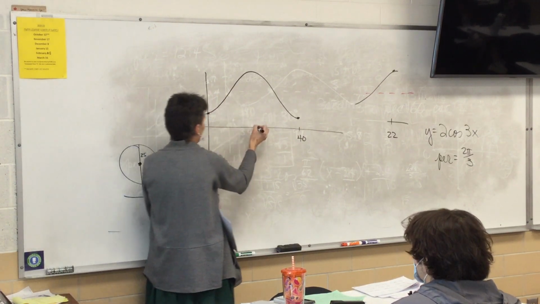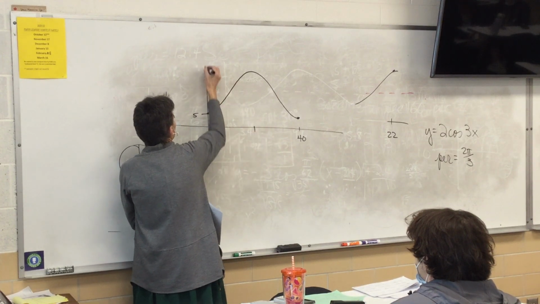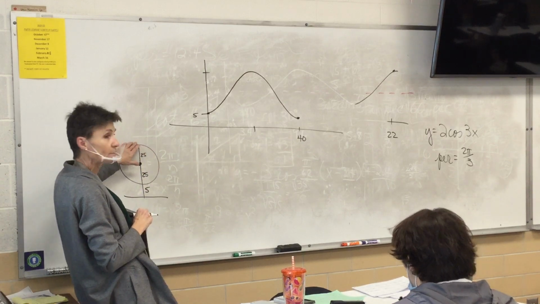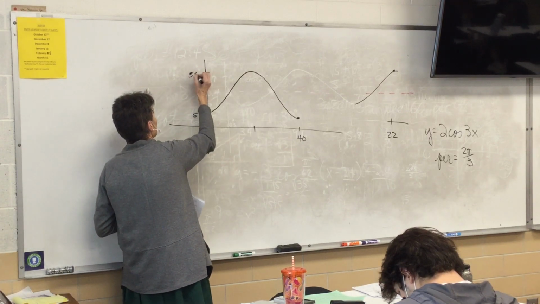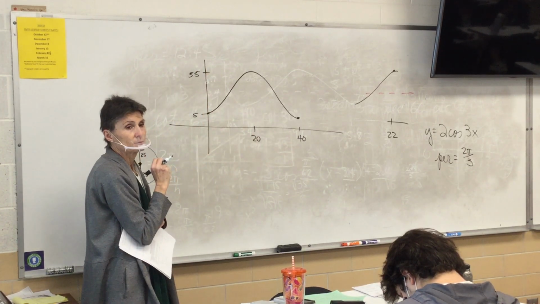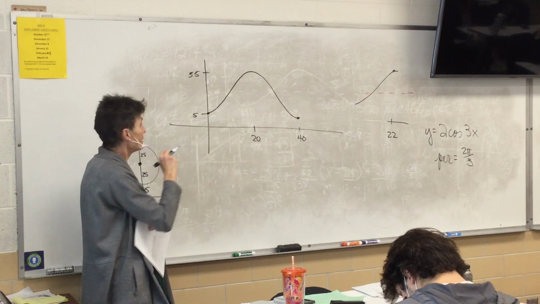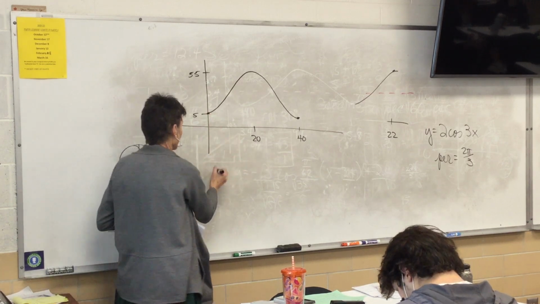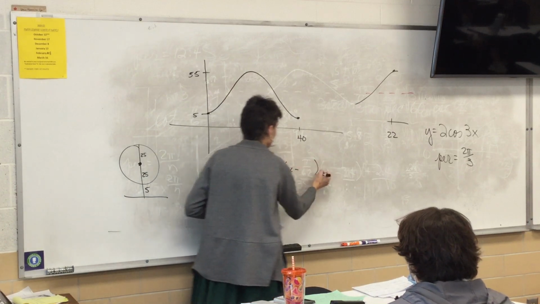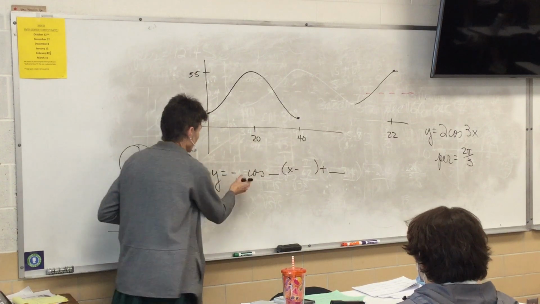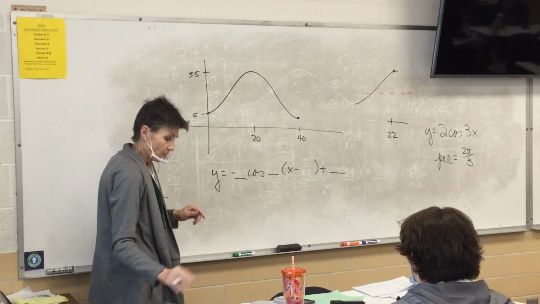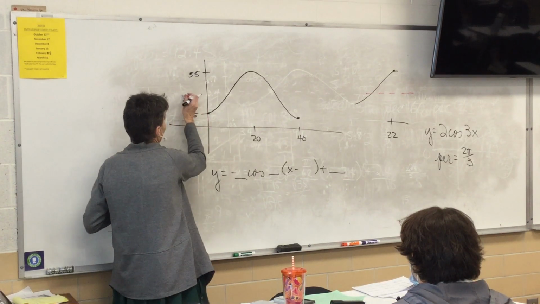What's his maximum height? What's the maximum height? What is the highest the rider is above the ground? 55. And that would happen in 20 seconds. Now, that looks like another negative cosine curve to me. What do you think? Does that look like a negative cosine curve to you? It's obviously been lifted up.